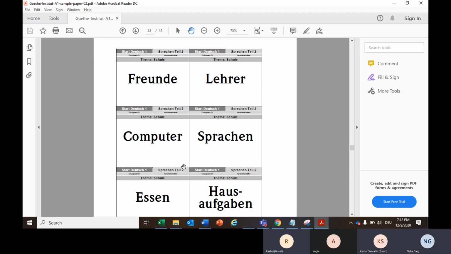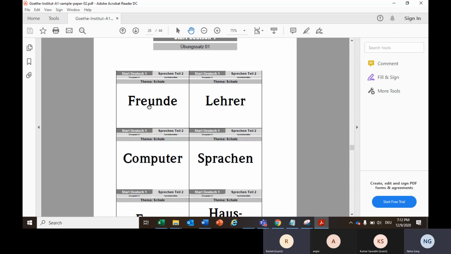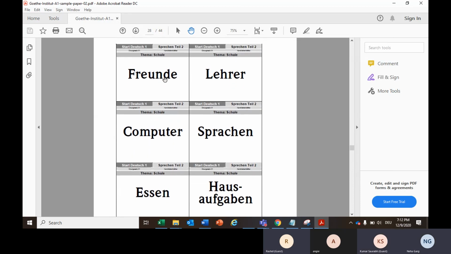Meine Freunde. What is the word in Deutsch? I'm not able to understand. What are you asking, Rachel? What is the Deutsch of "same"? Same, yeah. Same is gleich. Ich und meine Freunde sind die gleiche Schule. Okay. So my friend and I have the same school.